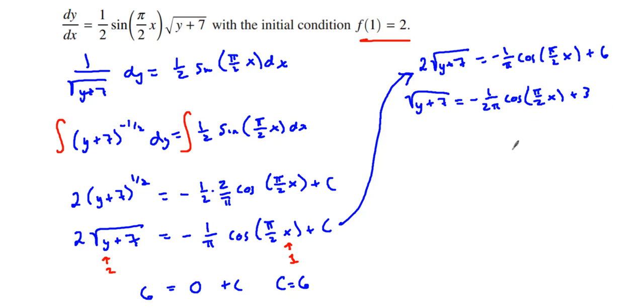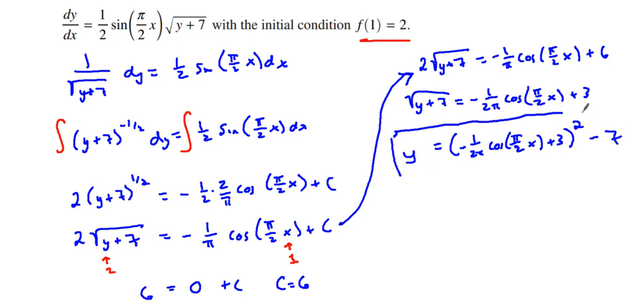Okay, now some people did the solution, then found what c was at the end, and they got c was equal to 3. You can see you can do it either way. You're going to get the same answer. Now we got to square everything. So we got y plus 7 equals negative 1 over 2 pi cosine of pi over 2x plus 3, all of that being squared. And now we're going to subtract 7. Okay, and so I'm going to erase this right here. I'm just going to do kind of 2 steps right there. And that is my solution to my diffie-q.